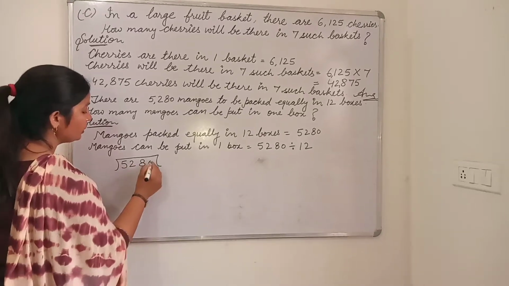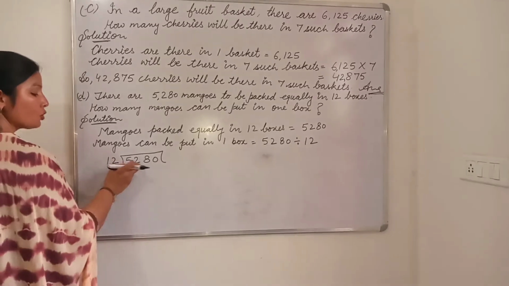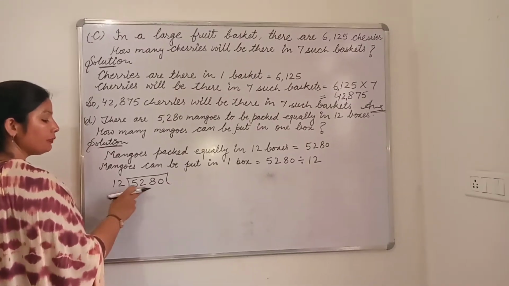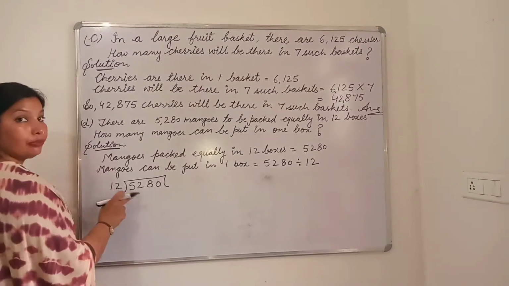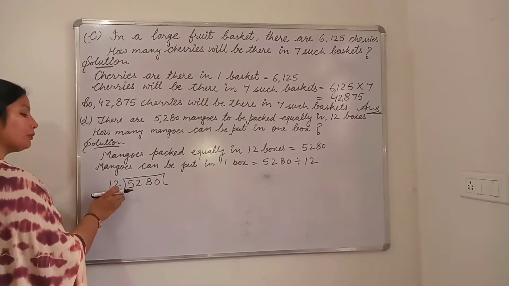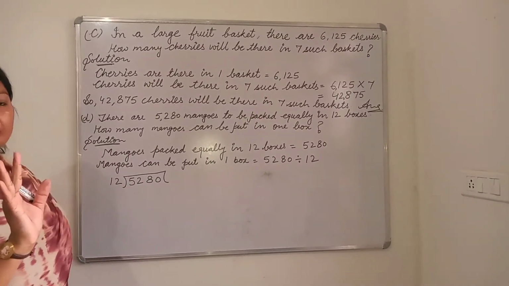5,280 divided by 12. Now in 12 there are 2 digits. So here also we will take 2 digits. Now in 2 digits what number is there? 52, which is more than 12. So that means we will take 2 digits. Now we should recite the table of 12 where we have 52. In the 12 table we don't have 52.